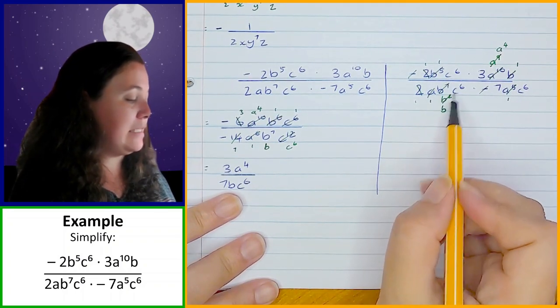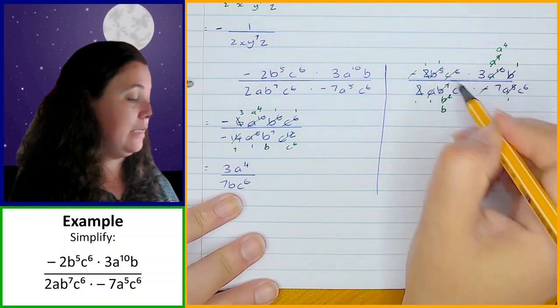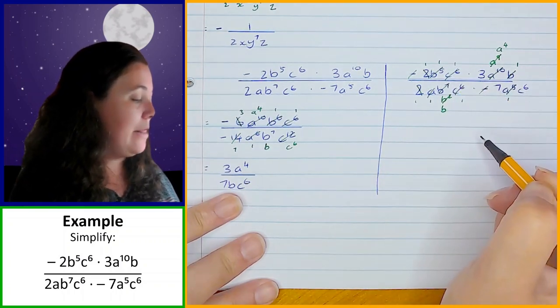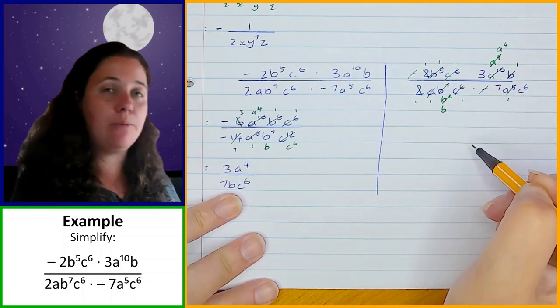Then I've got c to the power of 6 and c to the power of 6. Now those can just cancel out completely, give me 1 and 1. And then I've got no c's over there, and I've got a c to the power of 6 over here.